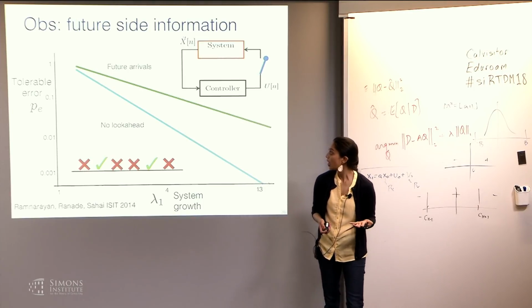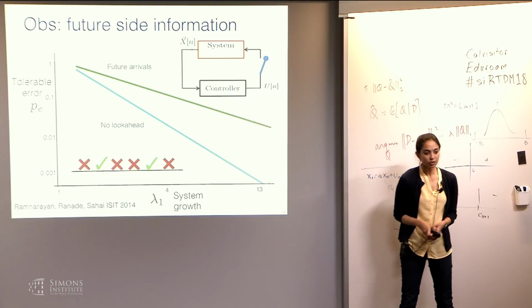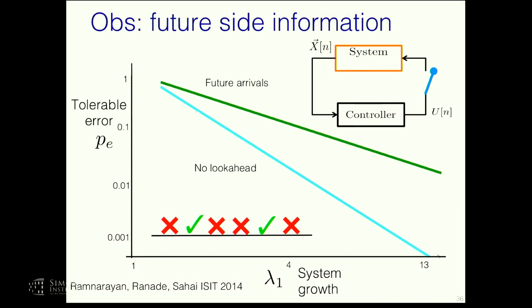And so what we observe is that if you were to provide this side information about all future arrivals and drops in the system to the controller, it can actually move from this blue line of performance to this green line. So you get a scaling gain by providing this non-causal side information.